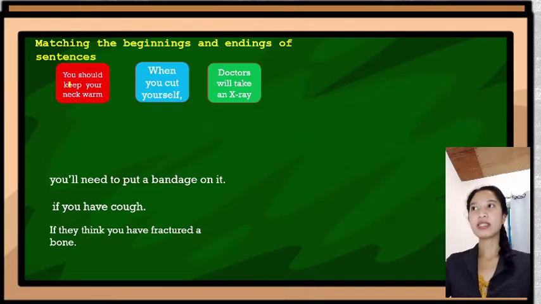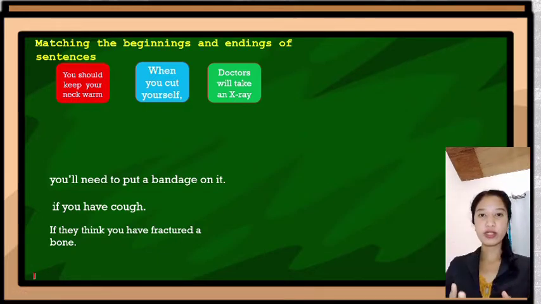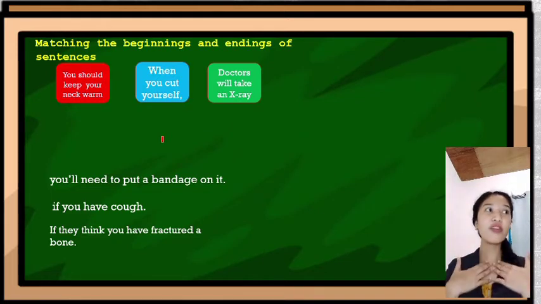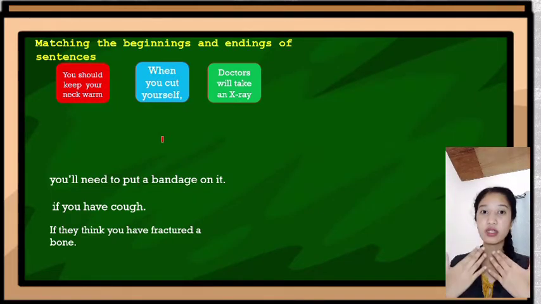First box, red box. Let's read this. You should keep your neck warm. If you're going to figure something out, you should use the WH questions: what, where, when, why, and how. So in this case, it says that you should keep your neck warm. Why should we keep our neck warm? What do we usually feel that makes us keep our neck warm?